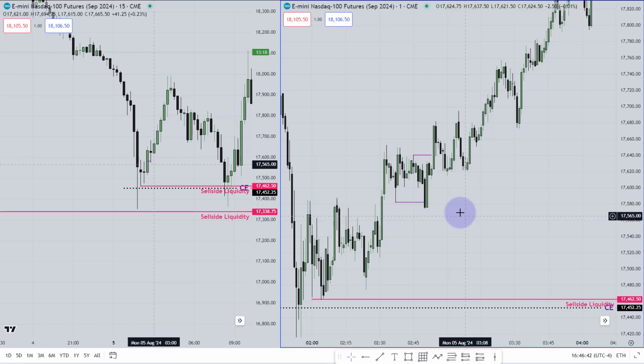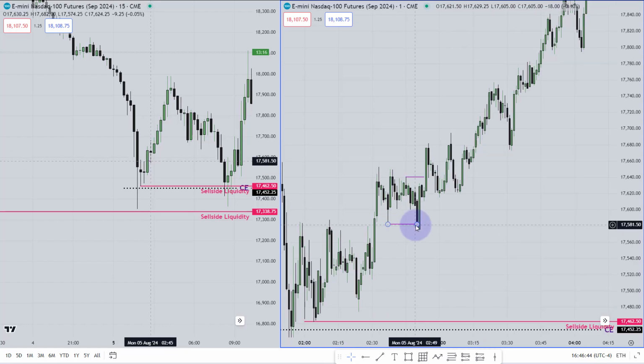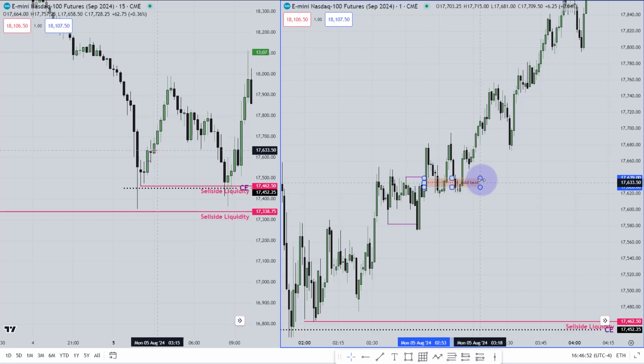It is another setup as well. It has taken this sell side liquidity, market structure shift. There is your entry fair value gap, or let me mark the entry fair value gap. This is your entry fair value gap. Where is your breakaway gap? You have the breakaway gap over here around that area. This is your breakaway gap.